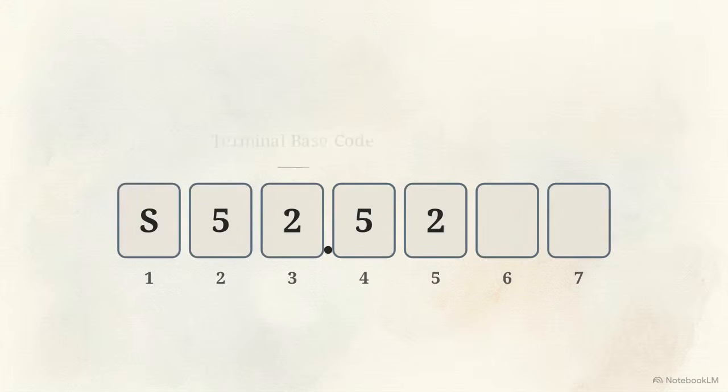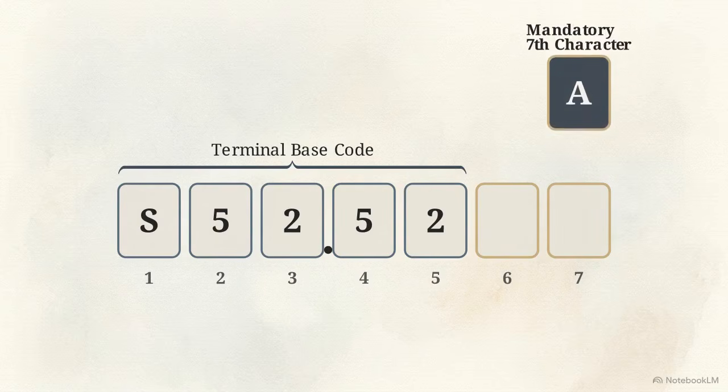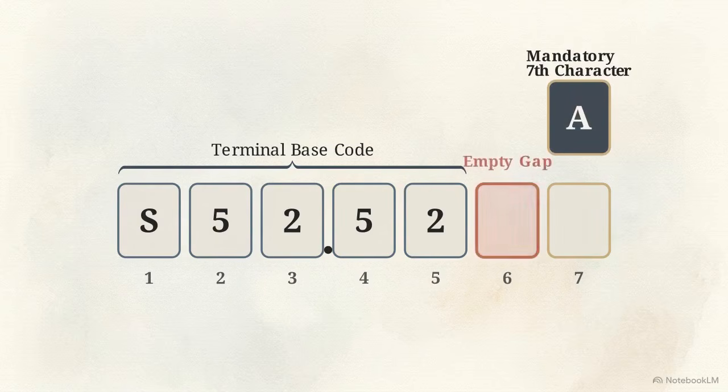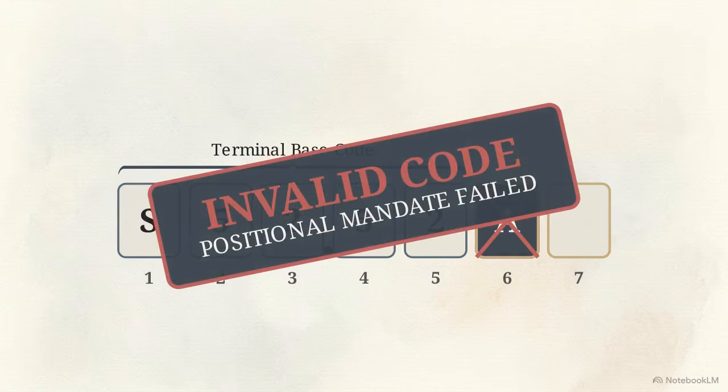Notice this 5-character array. This creates a mechanical problem. How do you place a mandatory 7th character into position 7 when the terminal base code only contains 4 or 5 characters? Erroneously collapsing the string and dragging the required character into the empty 6th slot violates the positional mandate and triggers an immediate rejection.